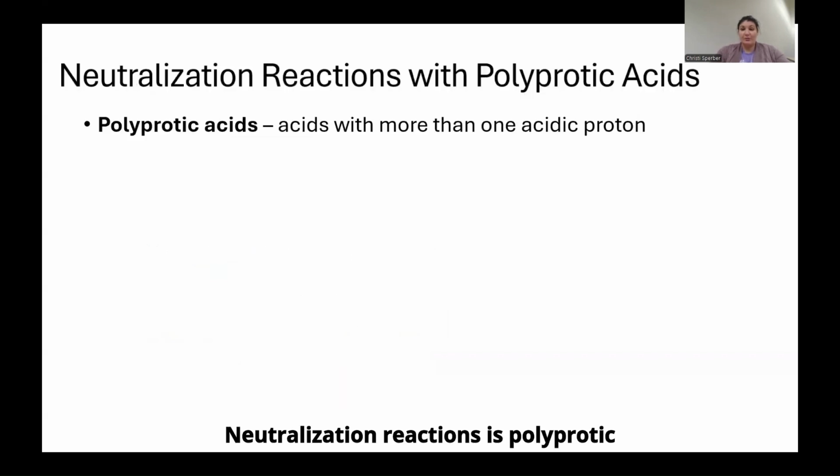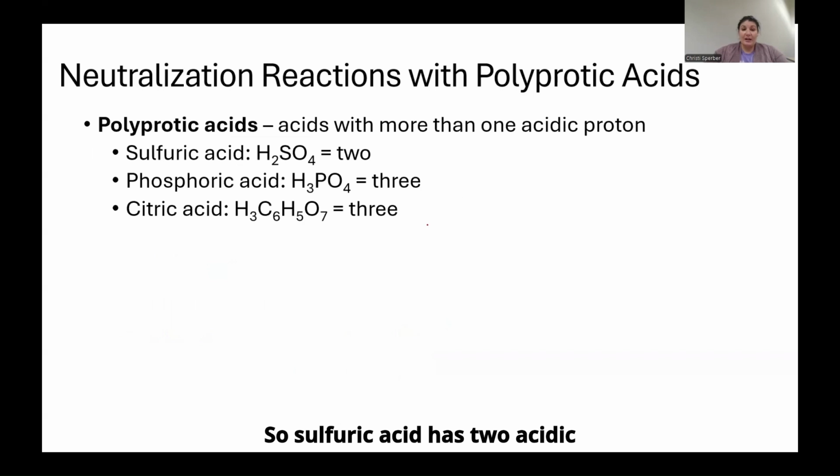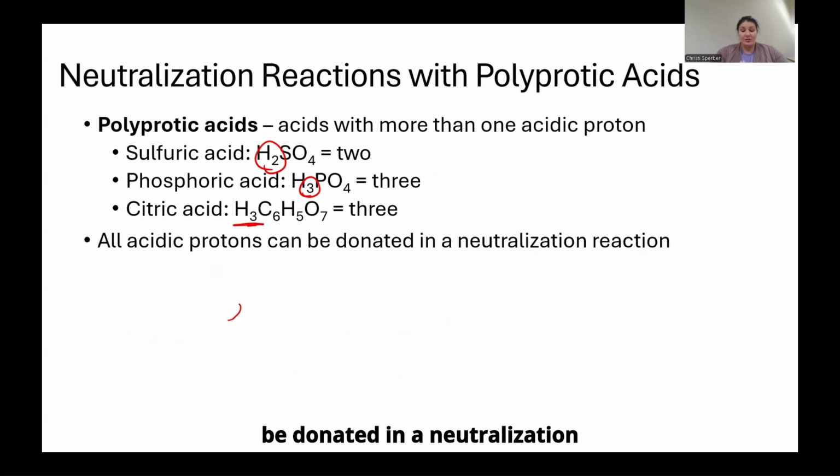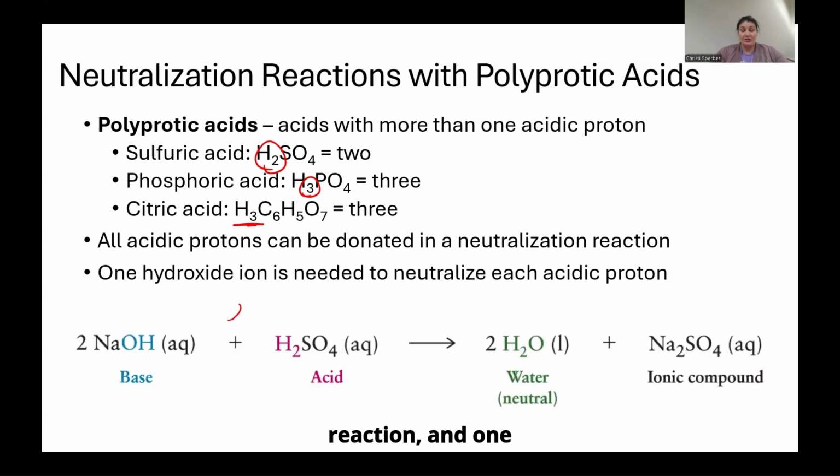Neutralization reactions with polyprotic acids. Polyprotic acids are acids with more than one acidic proton. So sulfuric acid has 2 acidic protons. Phosphoric acid has 3 acidic protons. Citric acid has 3 acidic protons as well. Remember, acidic protons are usually shown at the beginning of the molecular formula. All acidic protons can be donated in a neutralization reaction. And one hydroxide ion is needed to neutralize each acidic proton.